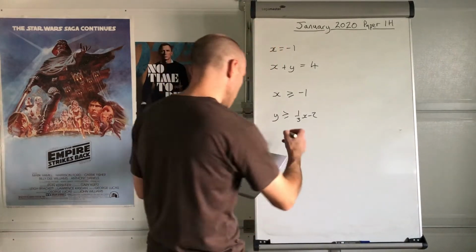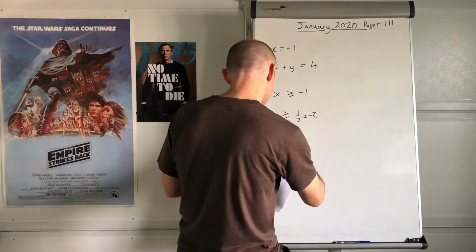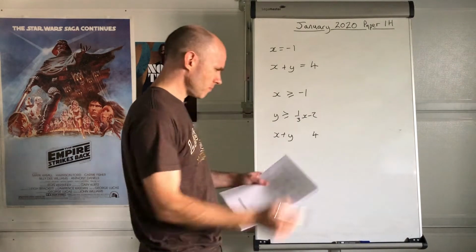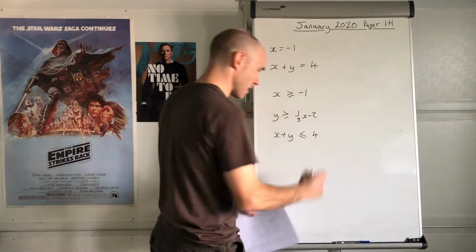And then the last line, I wrote it two ways, didn't I? x plus y, 4. What symbol goes in there? The shading is everything below the line, so it's x plus y is less than or equal to 4.